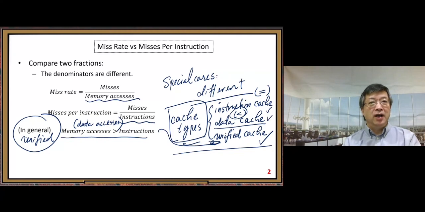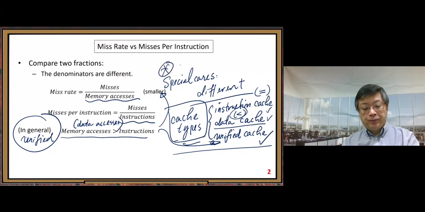Now the relationship of these two fractions. In this case, the denominator is larger, so it is smaller. But be careful. There are special cases to be considered.